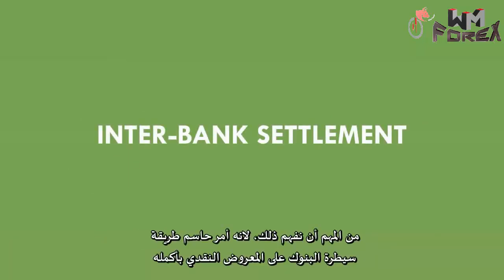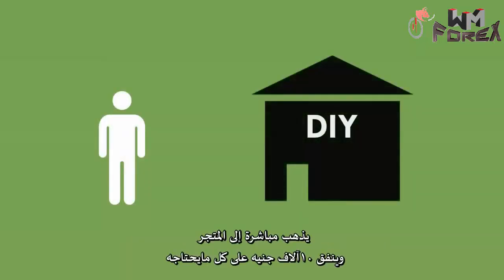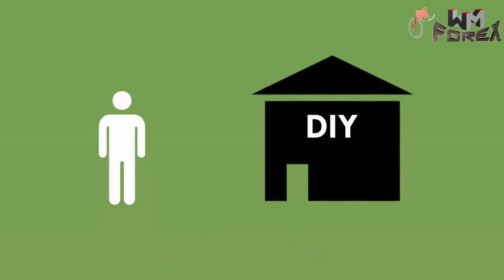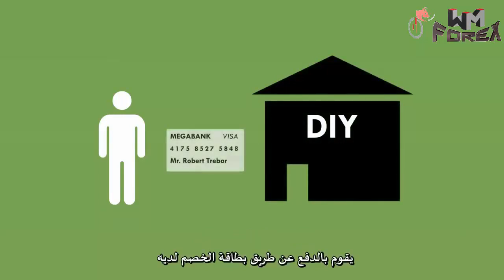This process of banks making payments between themselves is called interbank settlement. And it's really important to understand it because it's crucial to the way that banks have been able to gain control over the entire money supply. First, let's look at the simplest example of interbank settlement, with just two banks and two customers. Robert, when he receives his loan, goes straight into a DIY store and spends £10,000 on everything he needs. He gets to the checkout and pays using his Visa debit card.